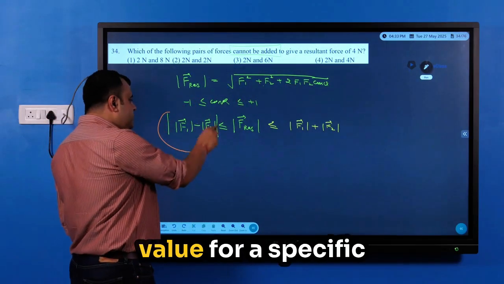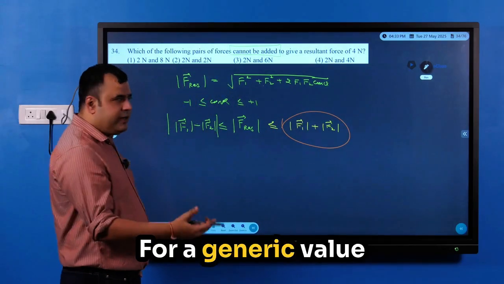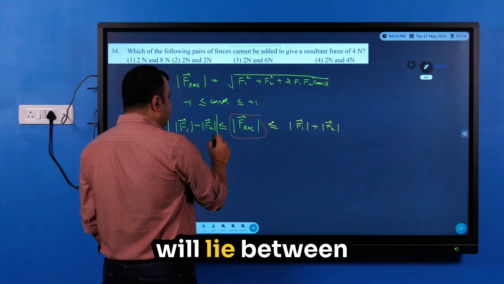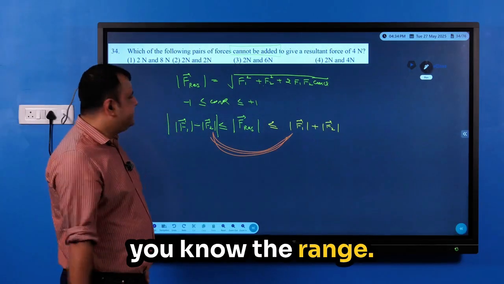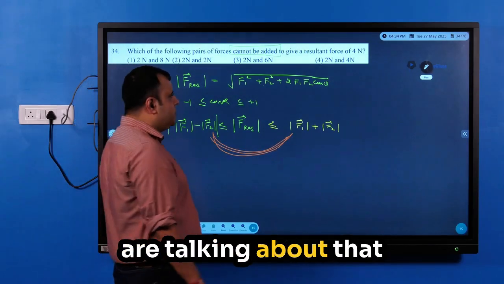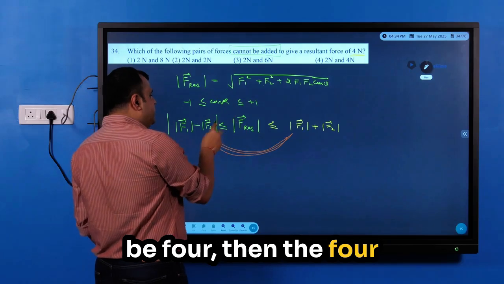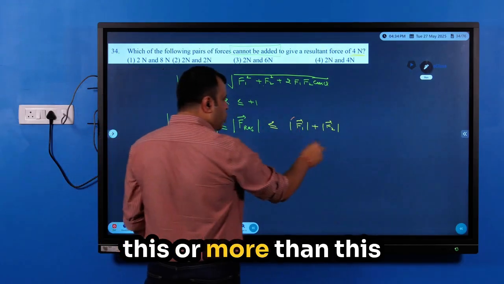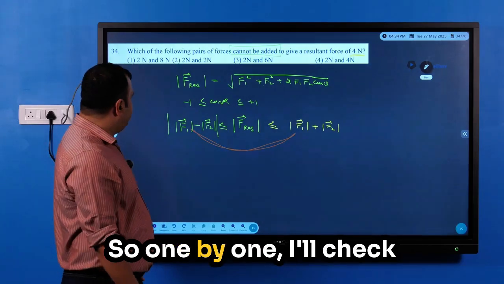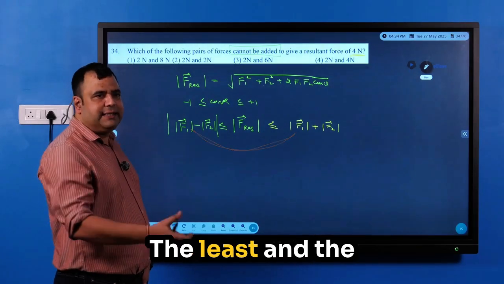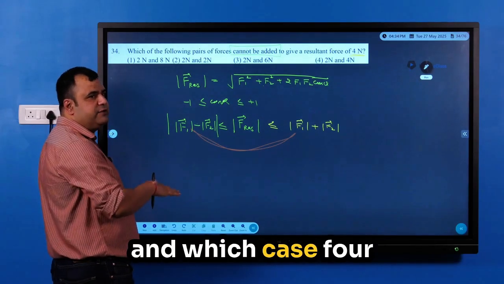So this is the least value for a specific value of theta, and this is the max value for a specific value of theta. For a generic value of theta, my answer will lie between these two values. So whenever theta is not given, you know the range. In this question, they are saying the resultant should not be 4, meaning 4 should be less than the least value or more than the max value, because the answer will lie between these. So one by one, I'll check all the options, the least and the max value, to check in which case 4 can be the answer and in which case 4 cannot be the answer.